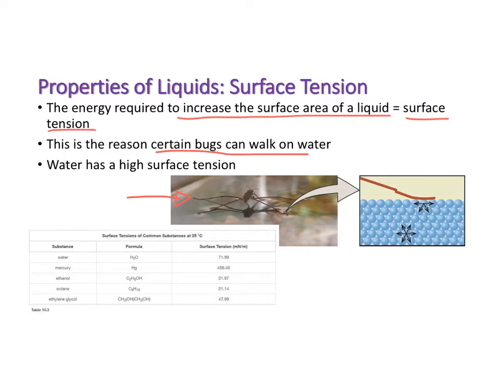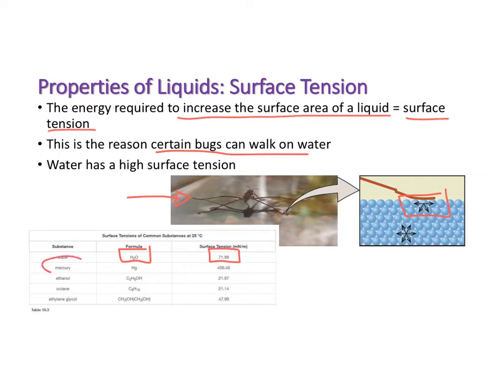And this has to do with the fact that these molecules would rather stick together than be pushed apart. So it has to do again with IMFs. And you can see here how water has an unusually large surface tension.